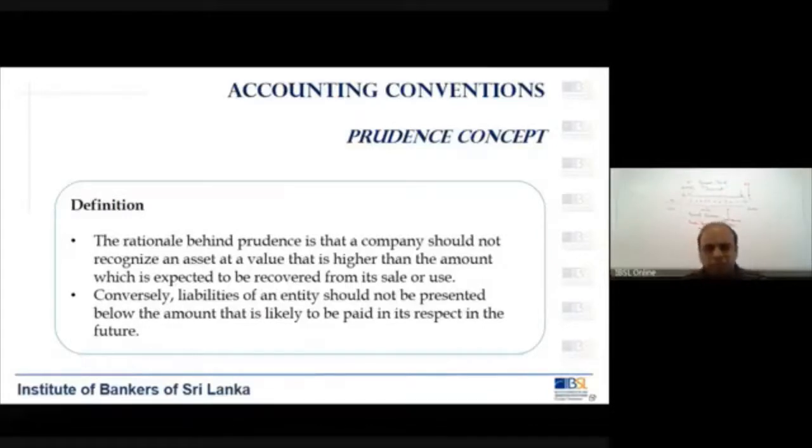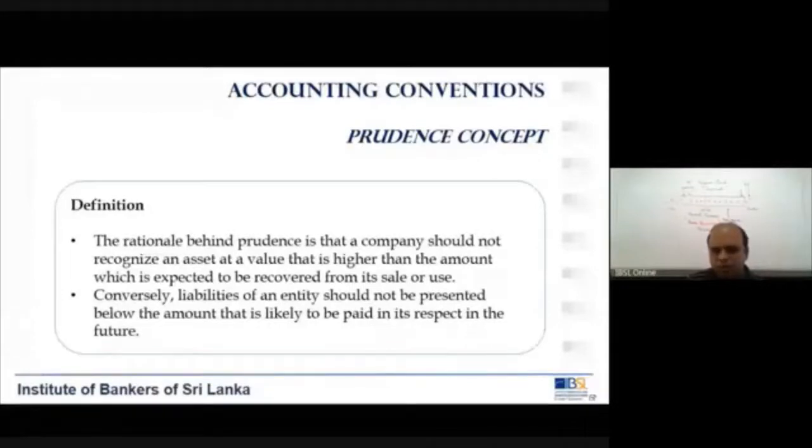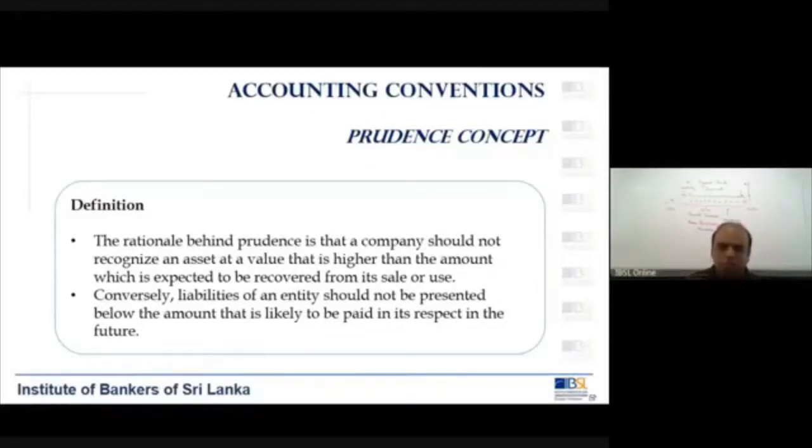Okay. So basically, this prudence concept, in other words, talks about what we spoke about under the historical cost concept or accounting cost concept, where we said we will record the asset at its purchase price. So the purchase price is the convention or the concept that you use to account for assets. But the difference between that and prudence is that prudence talks about both assets and liabilities.